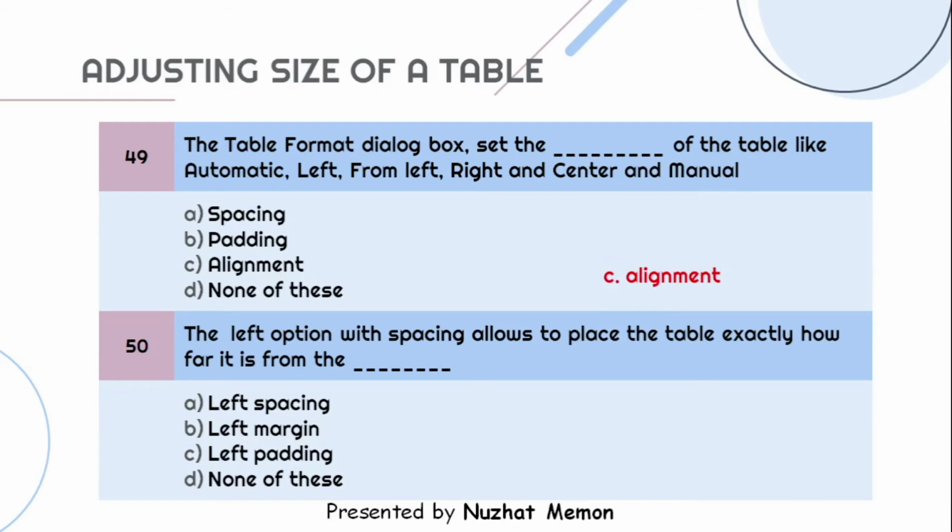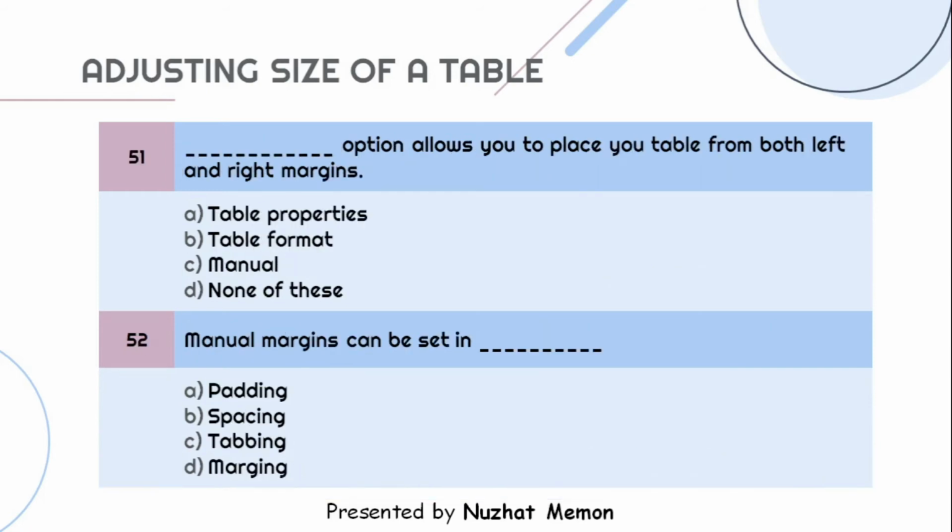50. The left option with the spacing allows you to place the table exactly how far it is from the margin. I had mentioned this earlier also, that it will be from the left margin if we go for the left option, and similar applies for the right option also. 51. The manual option allows you to place the table from both left and right margins. Manual margins can be set in spacing. We will see this again.